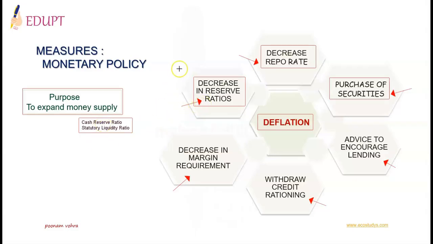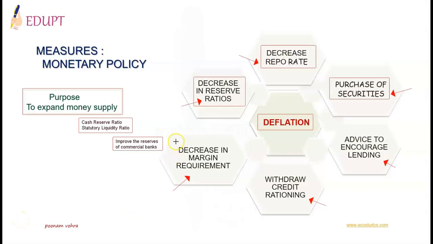Similarly, statutory liquidity ratio is the minimum percentage of net demand and time liabilities which the commercial banks are required to maintain with themselves. So by decreasing such a ratio, they will be in a position to improve the reserves of the commercial banks. That helps in raising the aggregate demand in the economy.